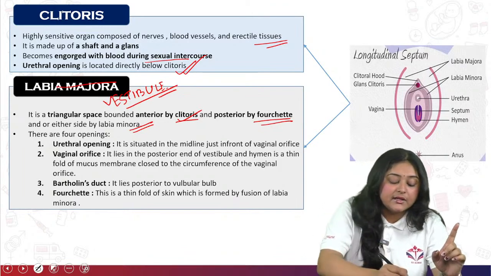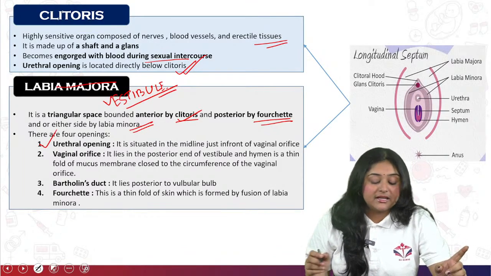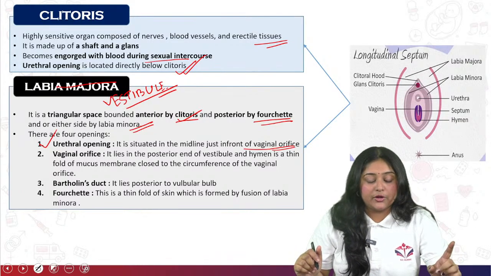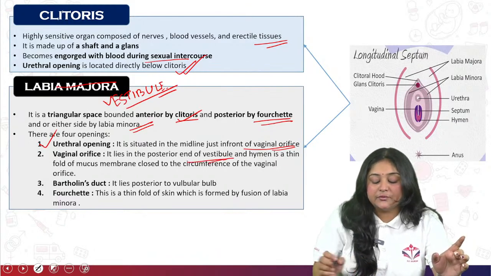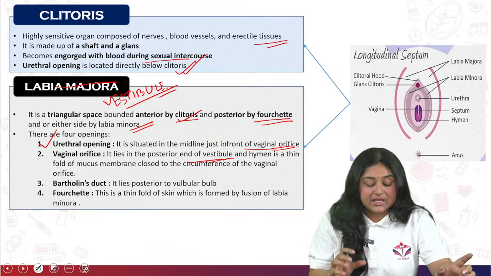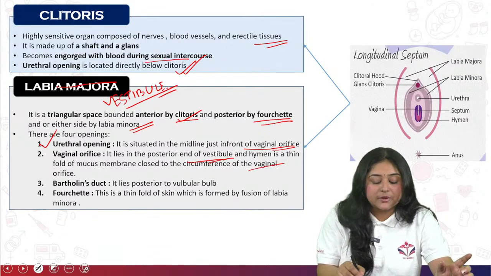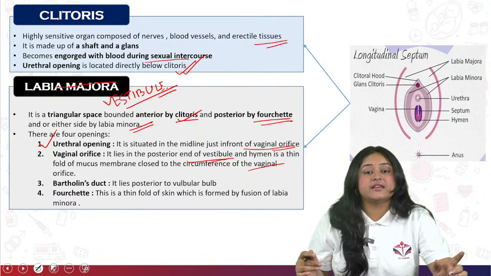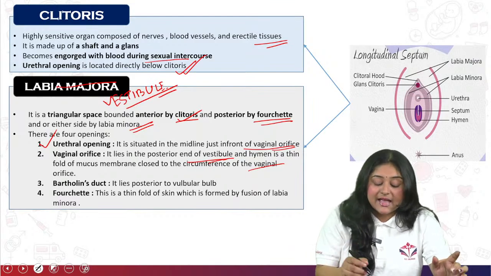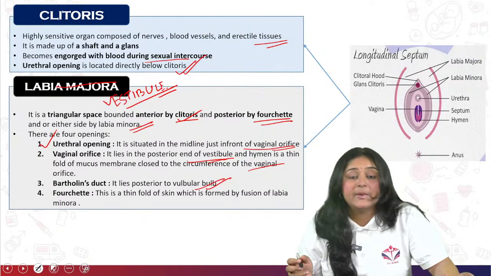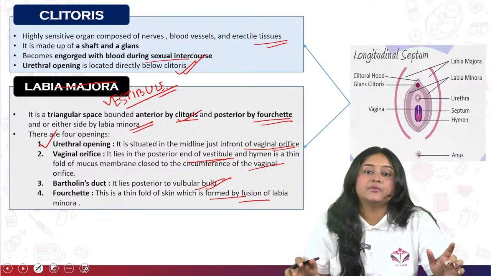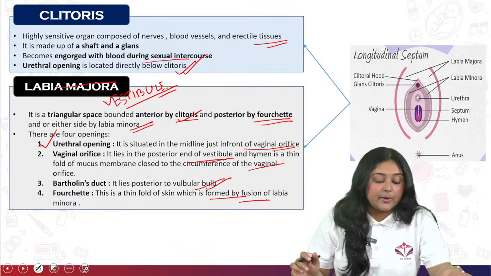What are they? First is the urethral opening. It is situated in the midline just in front of the vaginal orifice. Next one is the vaginal orifice, which lies in the posterior end of the vestibule, and the hymen you can see in this part. It is a thin fold of mucous membrane which closes the circumference of the vaginal orifice. So during sexual intercourse it is going to be ruptured. Next one is the Bartholin's ducts. It lies posteriorly to the vestibular bulb, and the fourchette is a thin fold of skin which is formed by the fusion of the labia minora. So these all are about the vestibule.